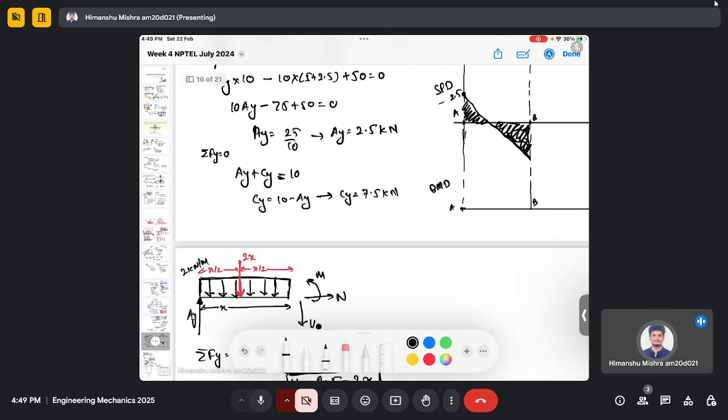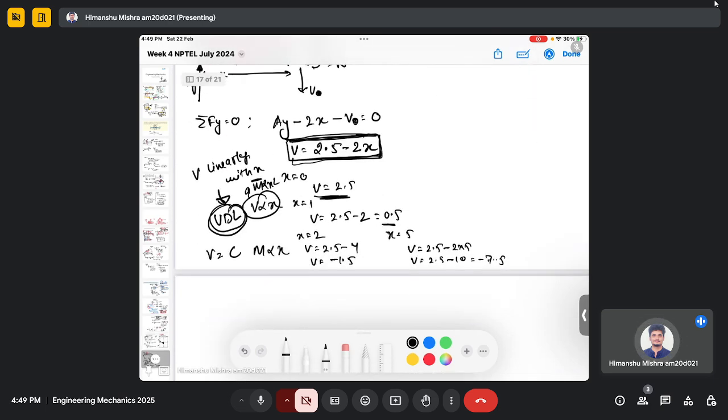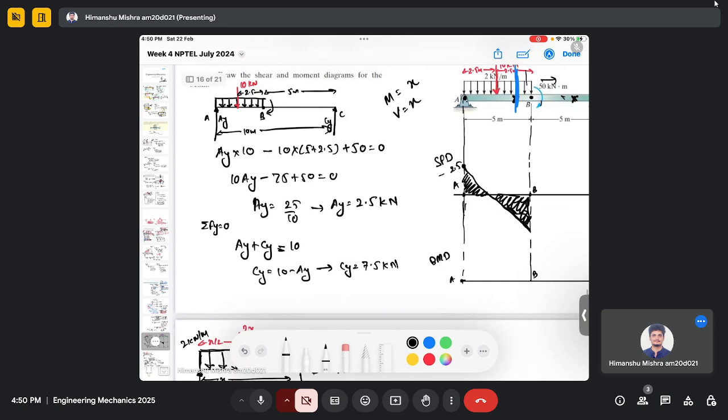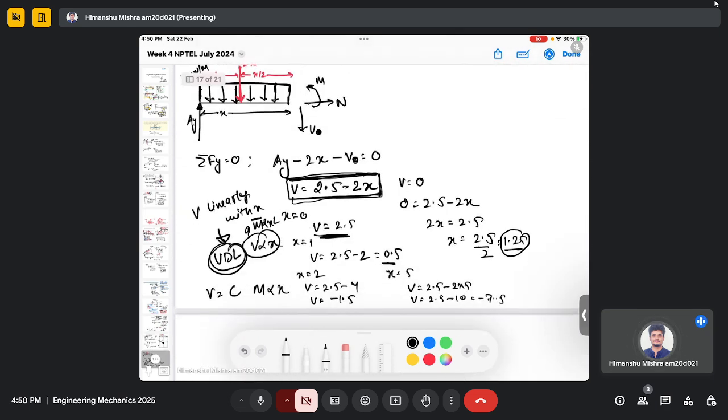So if we want to know the location when your shear force is 0, what you need to do, you just substitute V equals 0. So if V equals 0, then it will be 0 equals 2.5 minus 2x. So 2x equals 2.5. So x will be 2.5 divided by 2, which will be 1.25. So at x equals 1.25, your shear force is 0, because you just need to put 0 here.